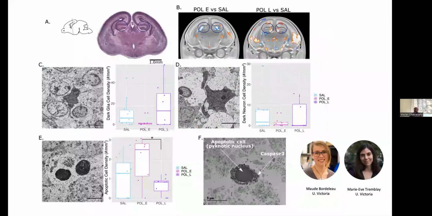And we did this in collaboration with Maud Bordeleau and Marie-Ève Tremblay, who's at University of Victoria. And we looked at a number of different markers of cellular stress. And so here we used electron microscopy and achieved nanometer scale resolution in the postmortem tissue. And we did these experiments in dorsal hippocampus. This is where we saw differential effects of MIA almost throughout all our experiments, which I'll show you in a little while.